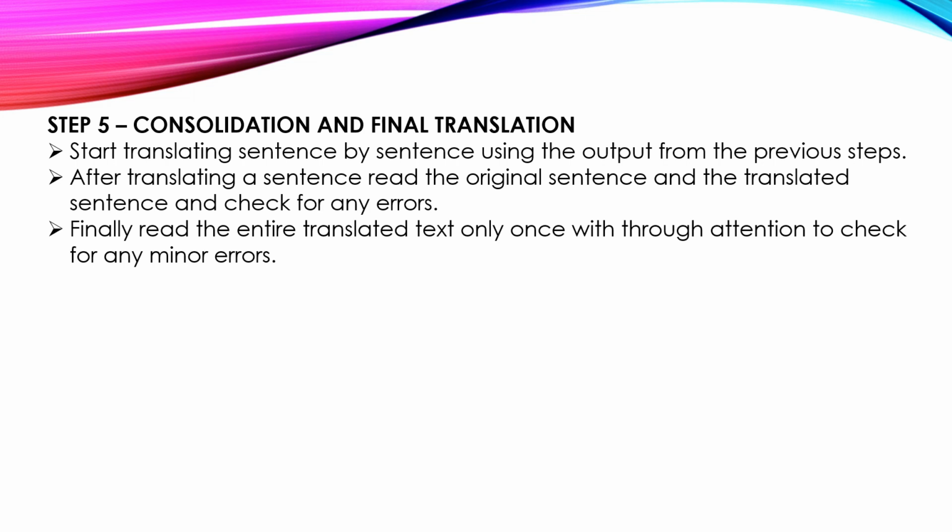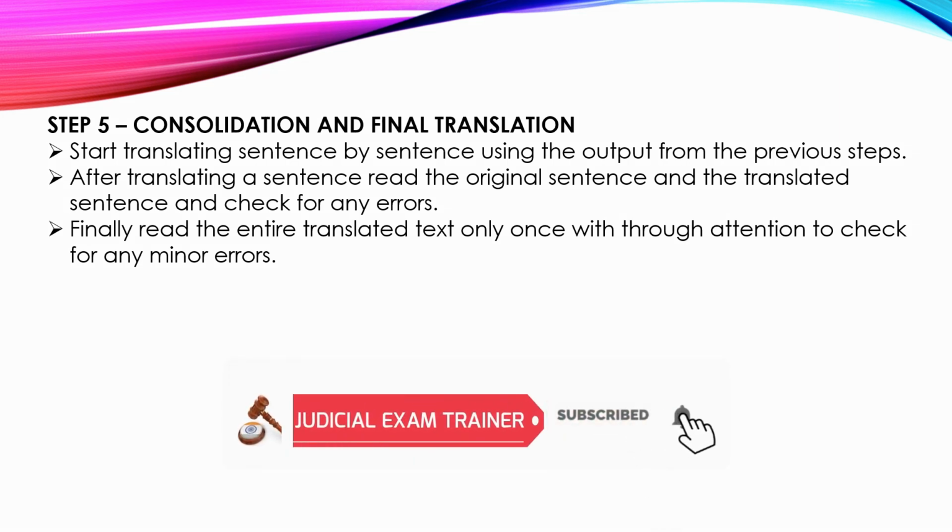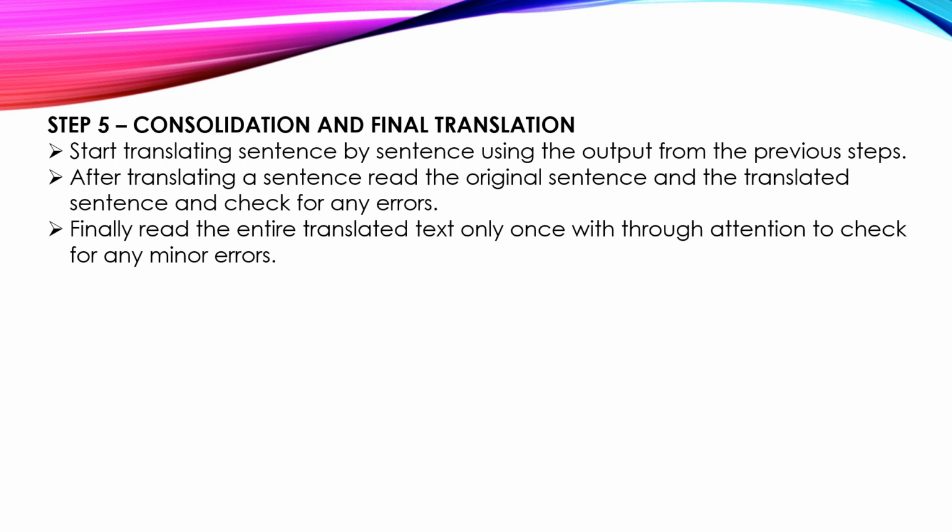Now that you have translated the technical words, the words which are of dual sense or dual meaning, and certain grammatical aspects which generally anyone would know, in addition to this, you have got the meaning of the entire context of the passage. So now you have to consolidate all these steps and go for the final translation. You need to translate sentence by sentence using the output you derived from the previous steps.